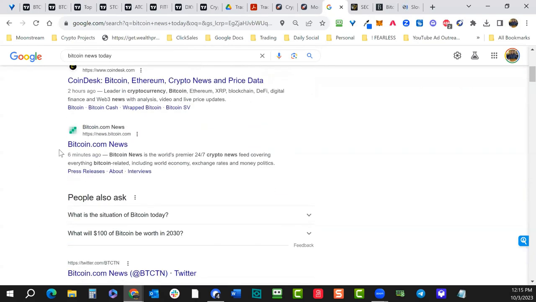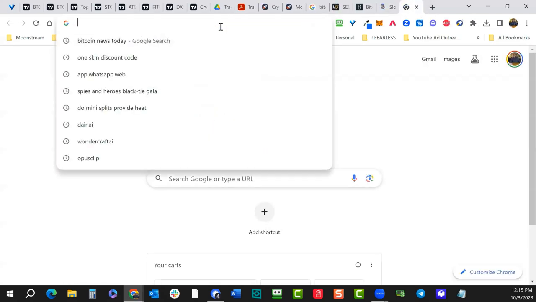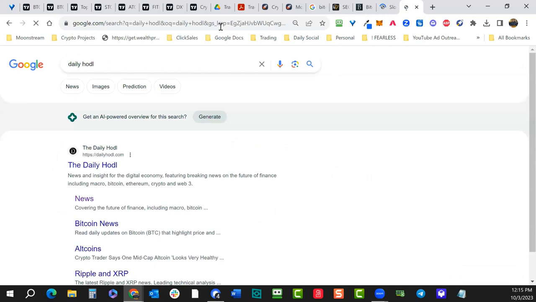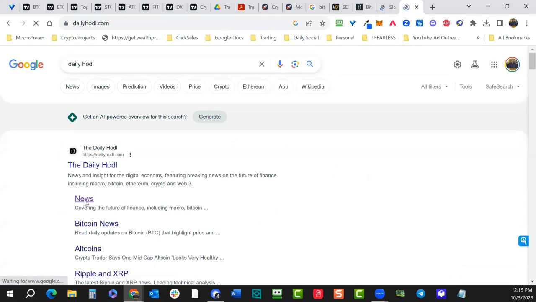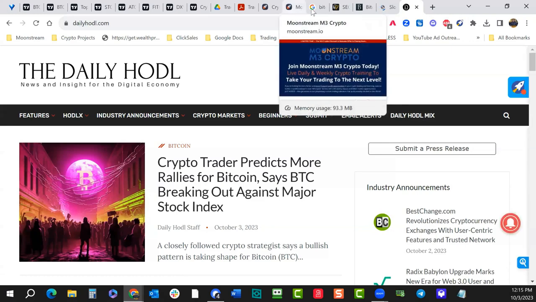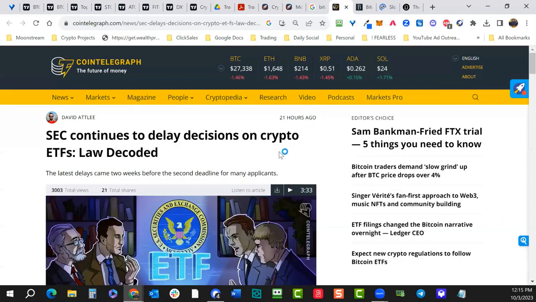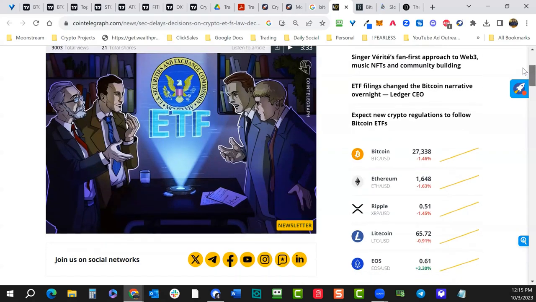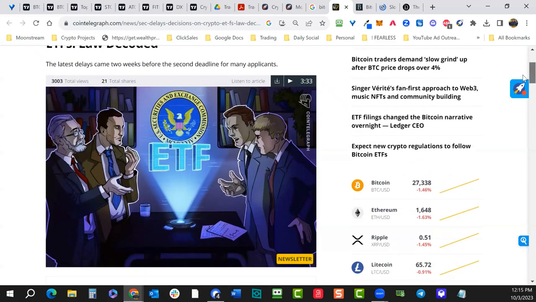And as we know, usually and often Bitcoin and crypto will do sort of the exact opposite. So we can come in here and do the Daily HODL, see what's going on on the news side of that. All right, let's dive into some of this and we'll come back to the predictions here. SEC continues to delay decisions on crypto ETFs, Law Decoded. So that's really all we're waiting on, some clarity in these markets and some meaningful positive regulation.